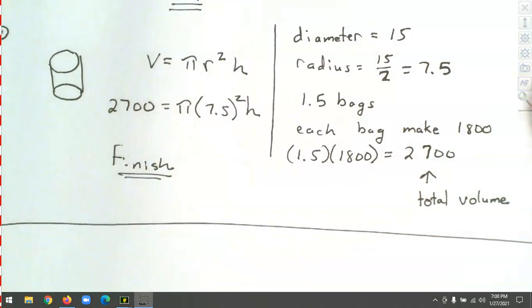Is everyone all right with the setup on that one? That one we just had to use a formula from the back cover and figure out where all the pieces went.